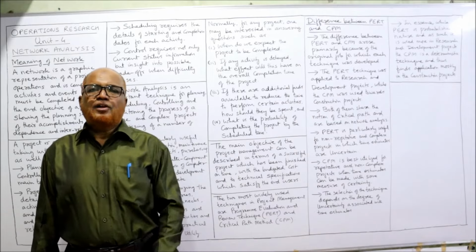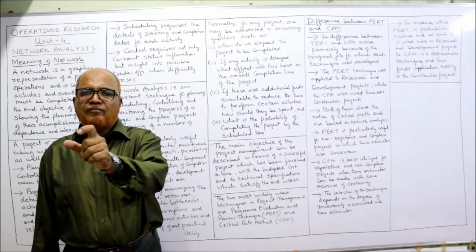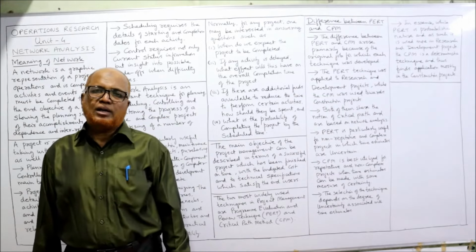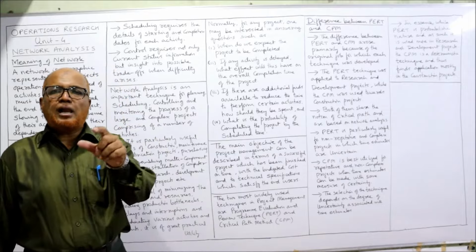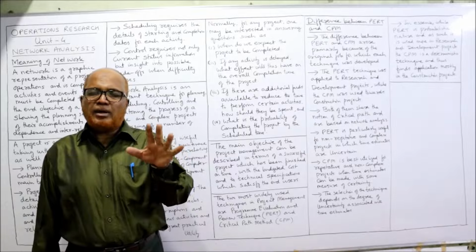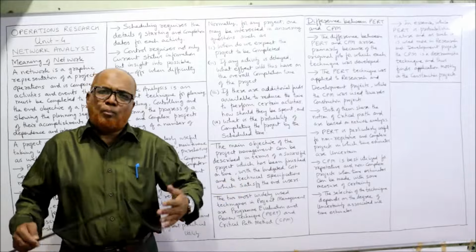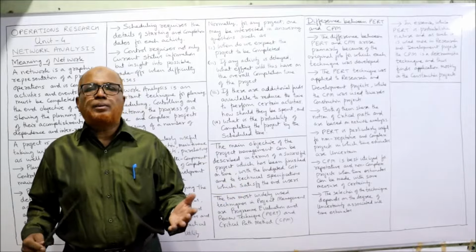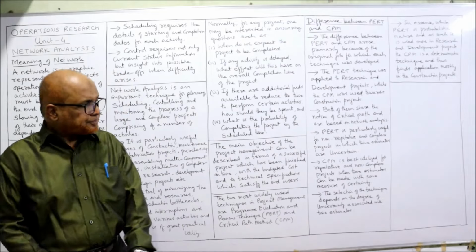PERT. The full form of PERT is Program Evaluation and Review Technique. Shortly, it is called PERT. And CPM, Critical Path Method. These two are the most commonly used techniques in network analysis. Both are network analysis, but some differences are there between PERT and CPM.